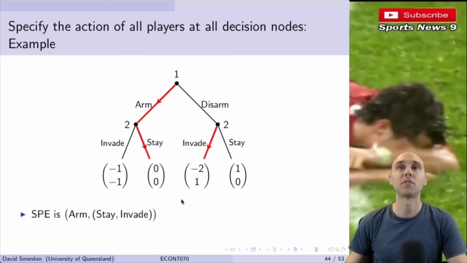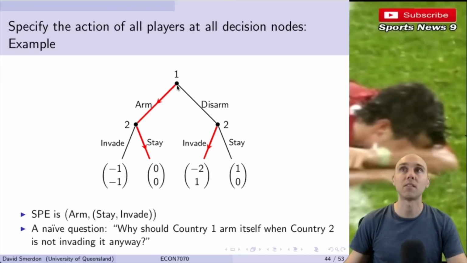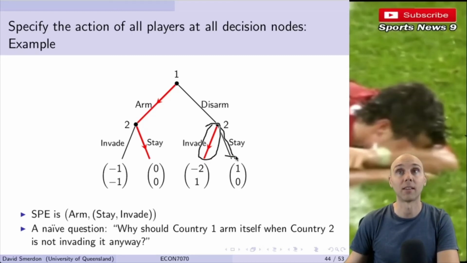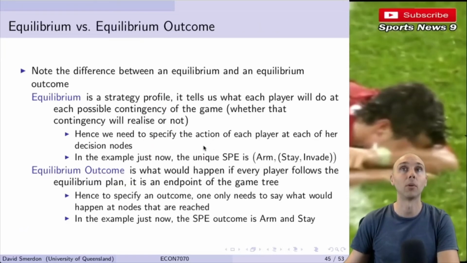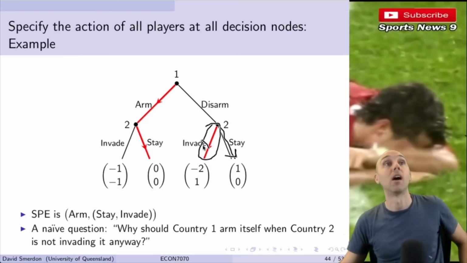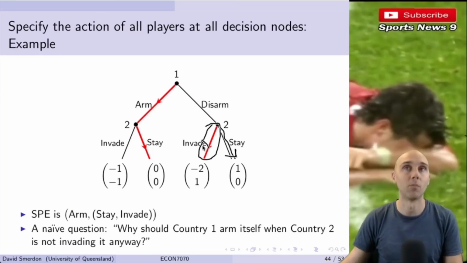And it's quite naive to say, well, why should country 1 spend money on weaponry even if he's never actually going to use it because country 2 is not invading? Well, it's because of this off equilibrium threat here. If instead we didn't have this arrow, but we had the arrow going down here saying that player 2 chooses to stay, then sure, country 1 shouldn't arm at all. But it's exactly because of this thing that never actually happens, this off equilibrium threat, that player 1 must choose to arm, and that we have the subgame perfect equilibrium.